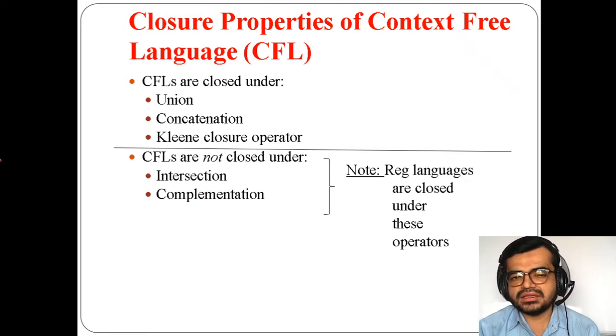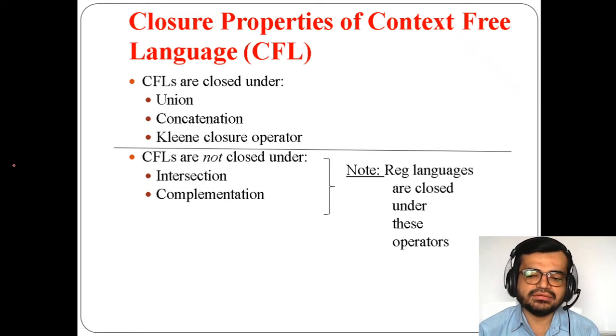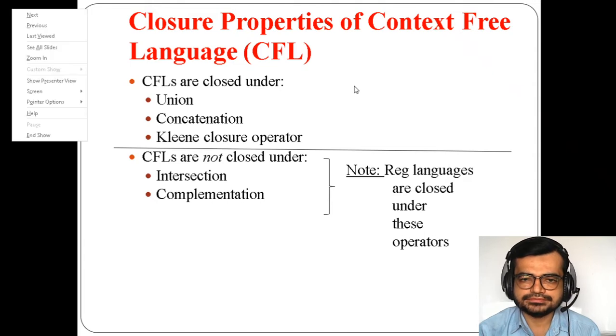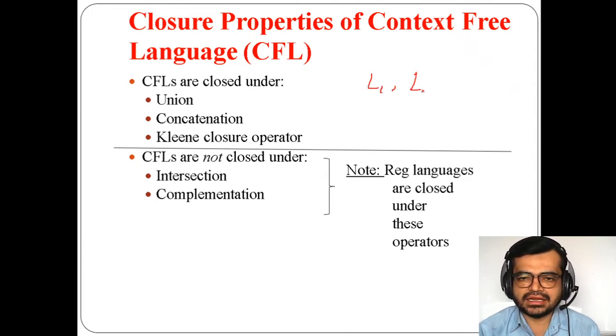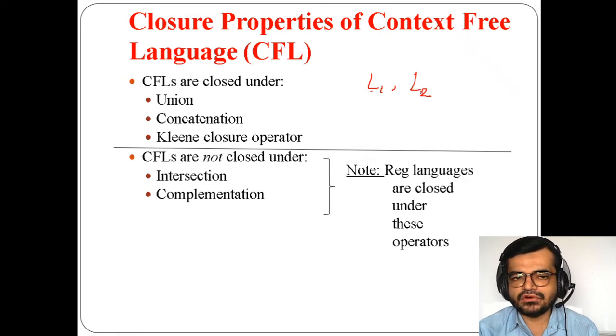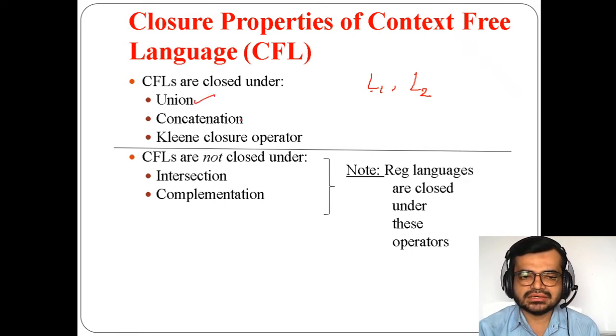The closure property means that if you are taking any two languages, let us assume I take L1 and L2, and L1 is a context free language and L2 is also a context free language. If I perform operations such as union or concatenation on the two languages, the result should also be a context free language. So that's why we say context free languages are closed under these operations.